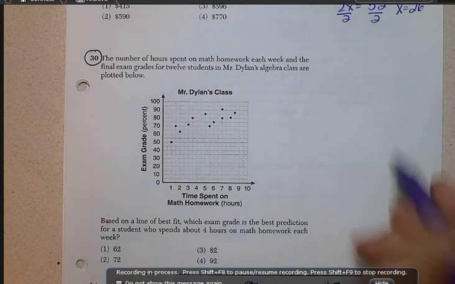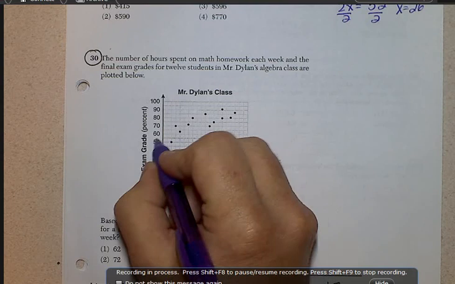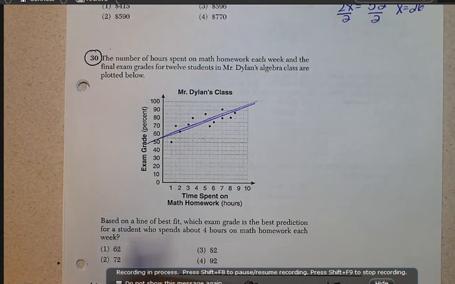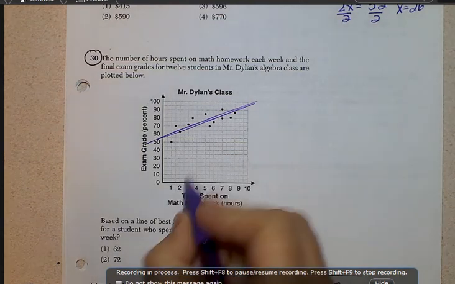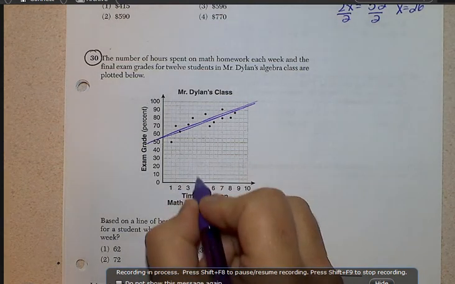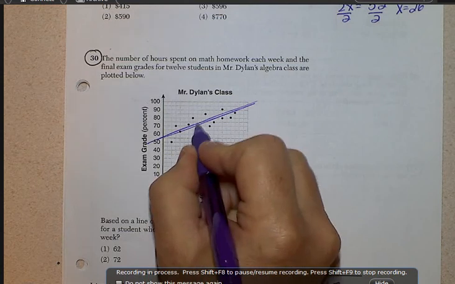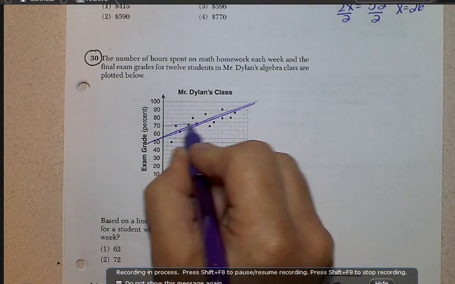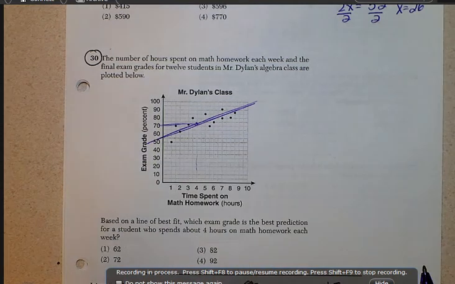So based on the line of best fit, which I guess they're asking you in this case to draw in, the line of best fit will be someplace in here. Okay, so if you're going to spend 4 hours on math homework each week, that's here. So if I go 4 hours up, you're going to be someplace around, I'll come over here, someplace in the 70 area. So 72.